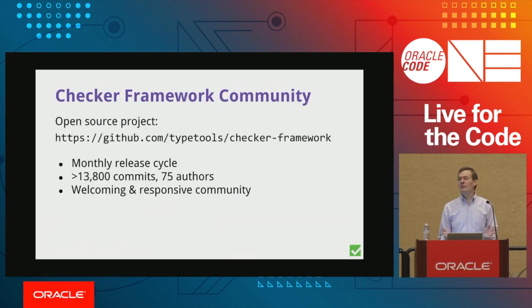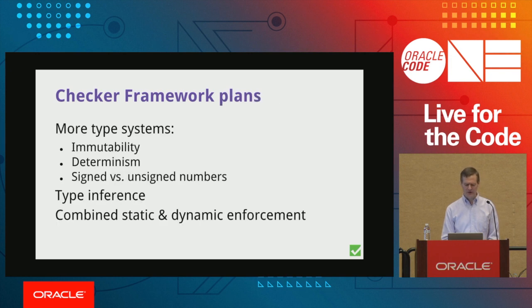So the Checker framework is an open source project. Everything is licensed under either the MIT license or the GNU GPL, just like javac is. Here's the GitHub URL. We make a release every month. We have about 14,000 commits over more than 75 authors, and you can submit bug reports and we'll get to them. If you have questions, we'll answer them. There's also an extensive manual and a FAQ and that kind of thing.